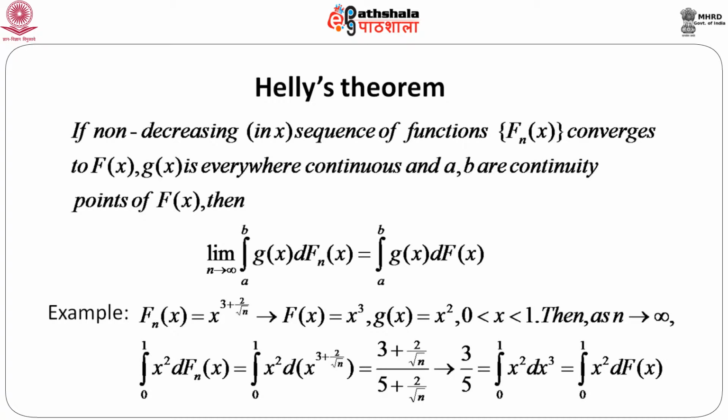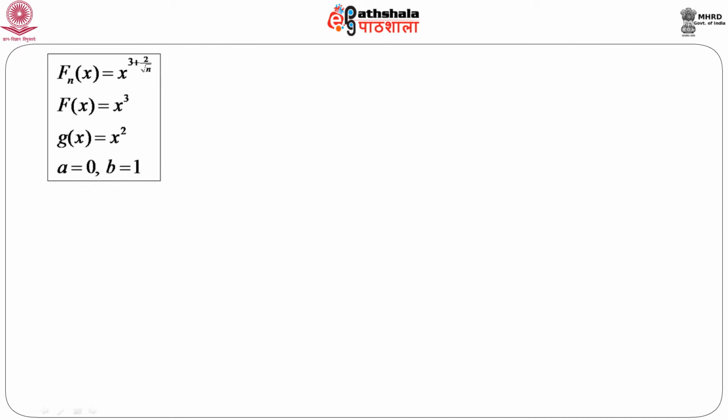Similarly, this would be the area of x square with respect to the axis which is given in terms of x cube, which is capital F x. So, if we can show that as n goes to infinity, the area under this curve, this integral, converges to the area with respect to this x cube, then we are done. So, this is our f n x, f x equals x cube, g x is x square, a equals 0 and b equals 1.